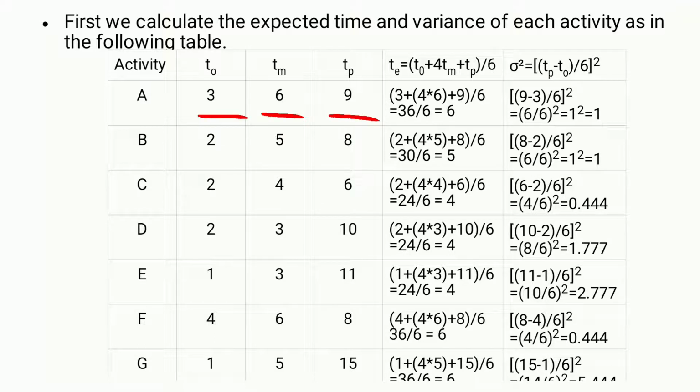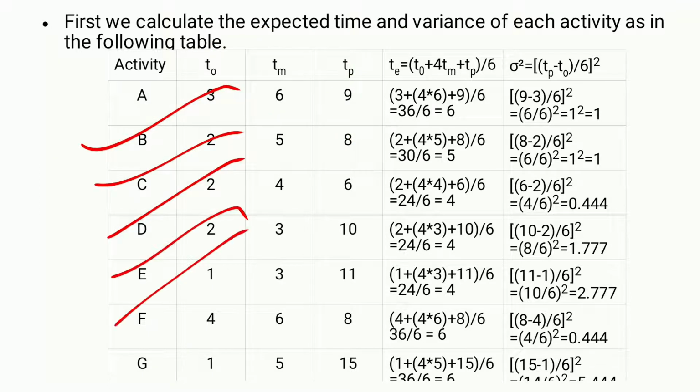In the same way, the sigma square formula is Tp minus T naught by 6, whole square. Tp is 9 and T naught is 3. 9 minus 3, 6 by 6, whole square, 1. In the same way we calculate for B, C, D, E, F and G.